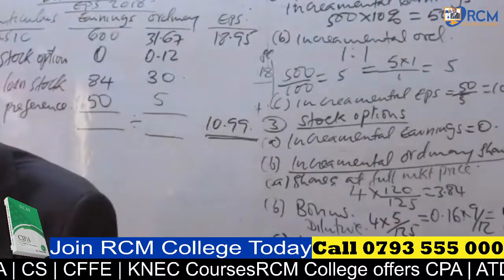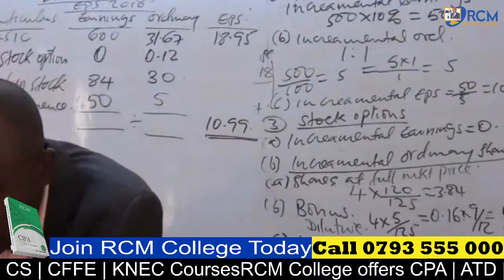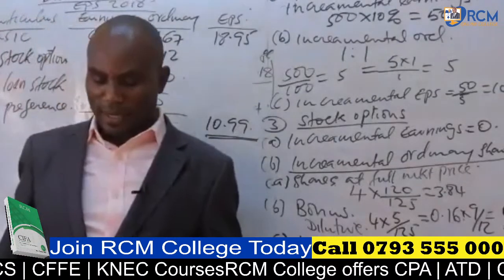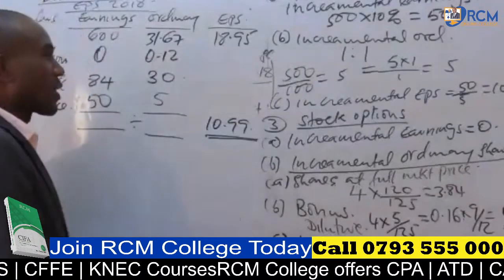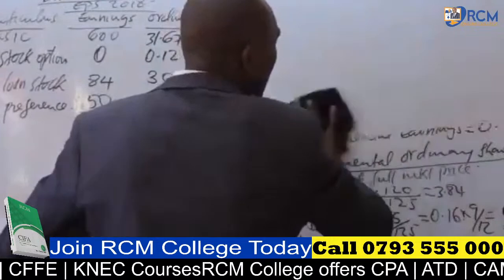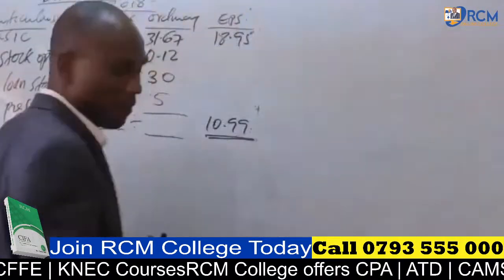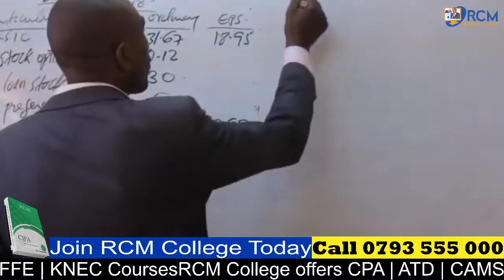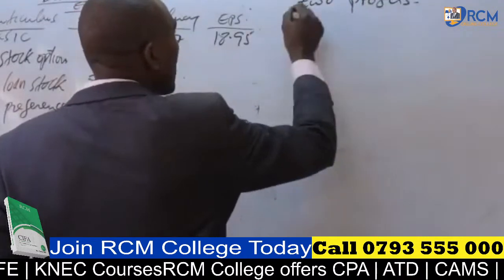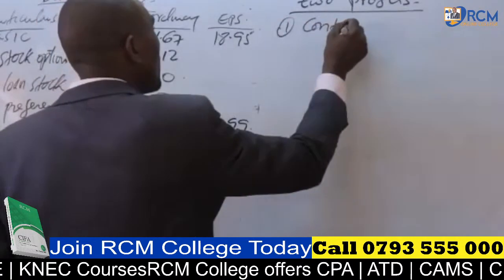Now, let me just clarify one or two items, then we are done with EPS. Sometimes the examiner will give you 2 profits. One from the continuing operation.